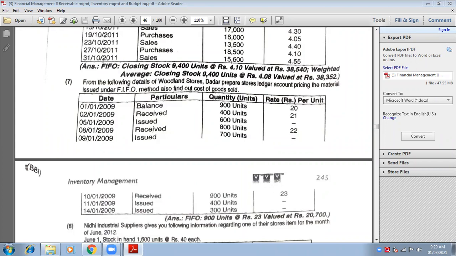Done? Done with the columns? Yes, done with the columns. Shall we start?